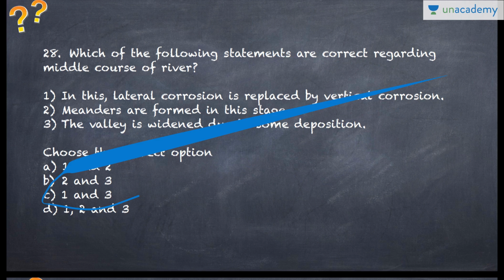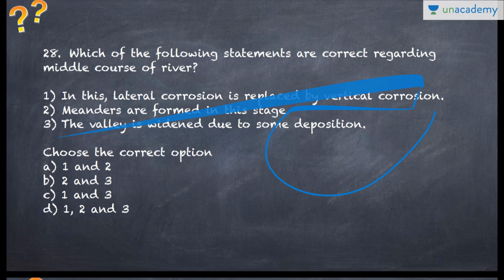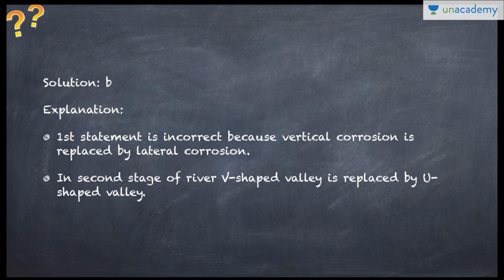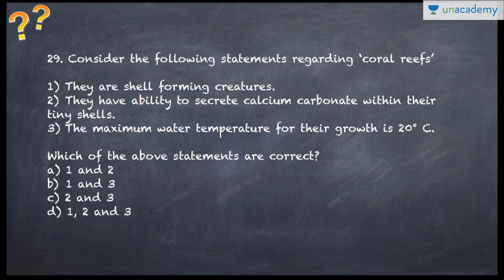The meanders are formed in this stage, yes, and then the valley is widened due to some kind of deposition. That's there. You know about the V-type valley and W-type valley, and in the initial stage how you have a lot of potential energy. So basically, the answer would be B. The first statement is wrong because vertical corrosion is replaced by lateral corrosion, the other way around, right? And in the second stage, they form V-shaped valleys, and it is replaced by U-shaped valleys because of the deposition and all.